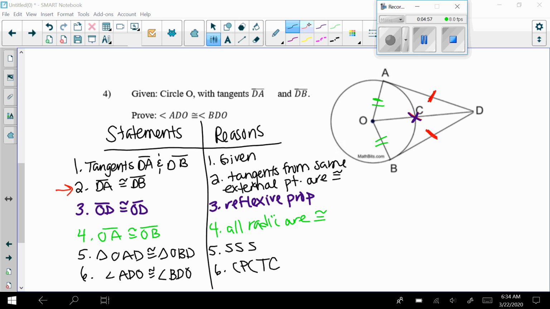Alternatively, you could have used the right angles here and done side angle side. You could have done hypotenuse leg. So there were other options there. So could have been side angle side, could have been hypotenuse leg. I just went with side side side. I felt like that was easiest.